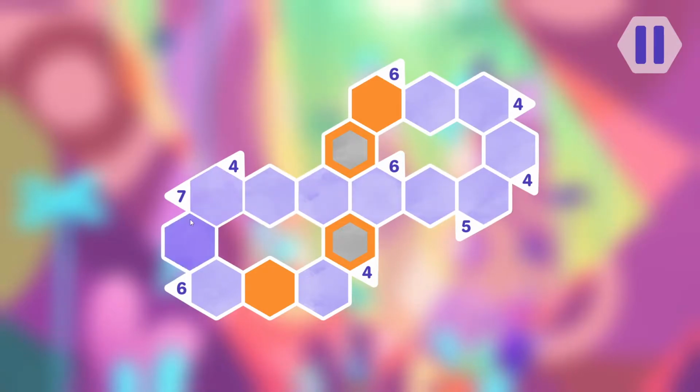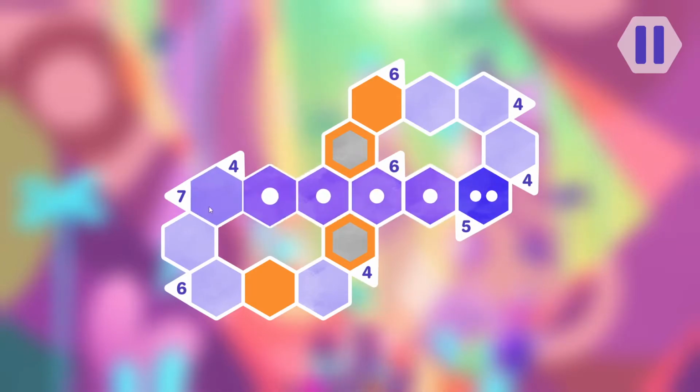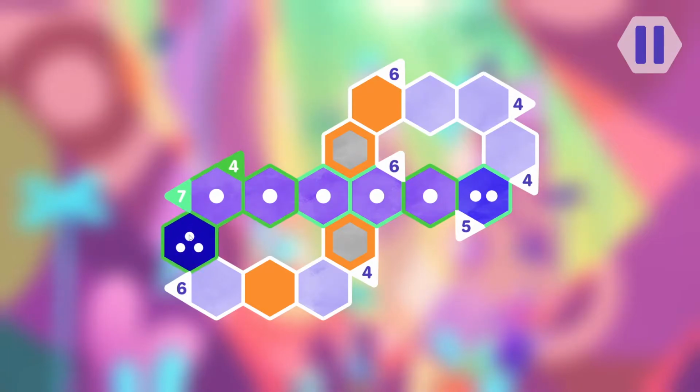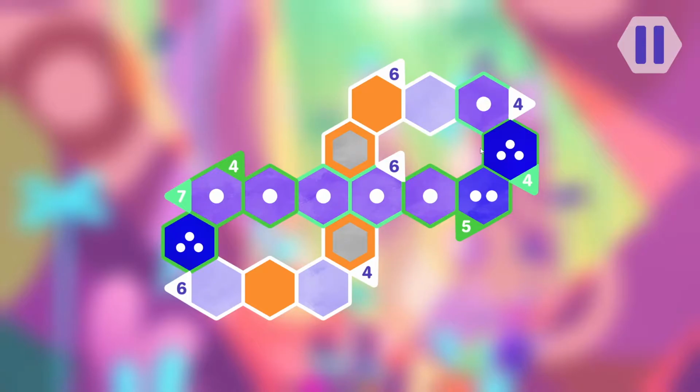What else? Oh, this 7 is very long. It has 6 cells and only 7 in total, and we have 5 here, so this is at least 2, which means it's 2, and every other one is 1. So 3 here, 3 over here, 1 here.